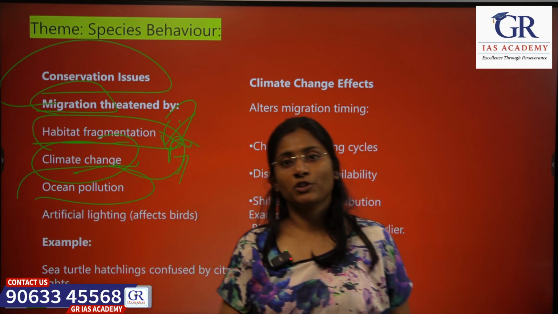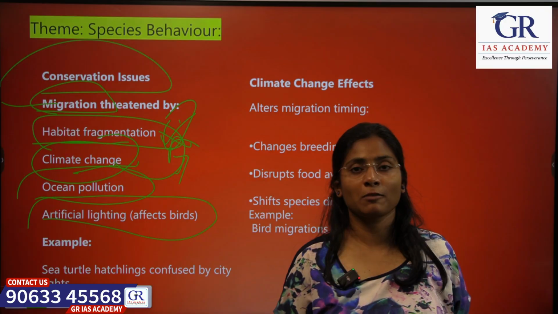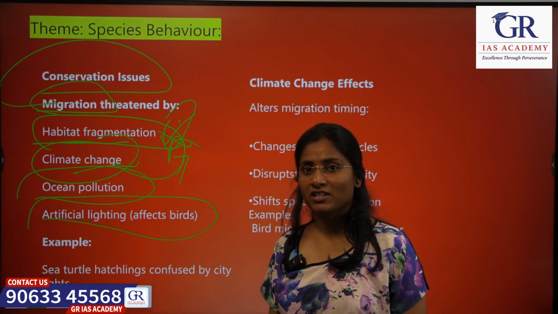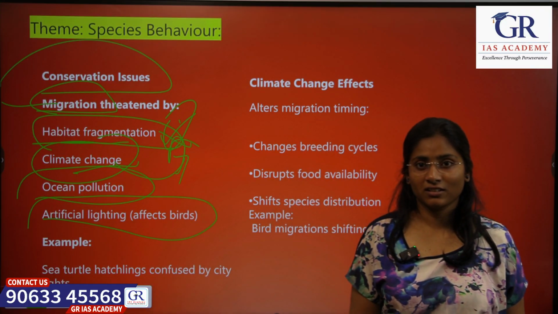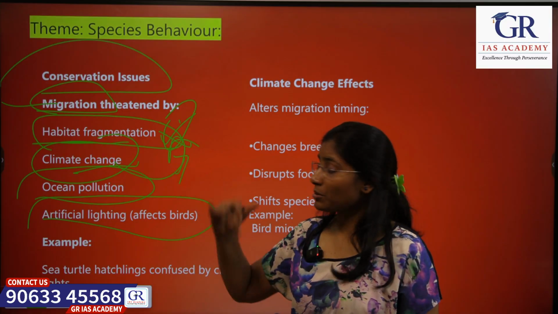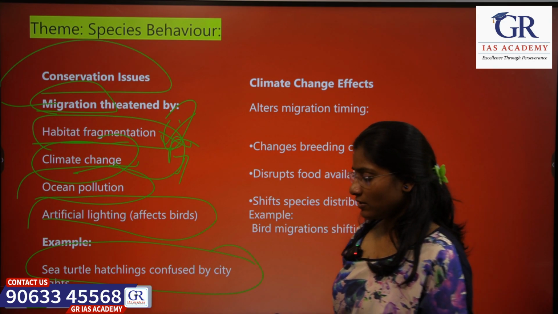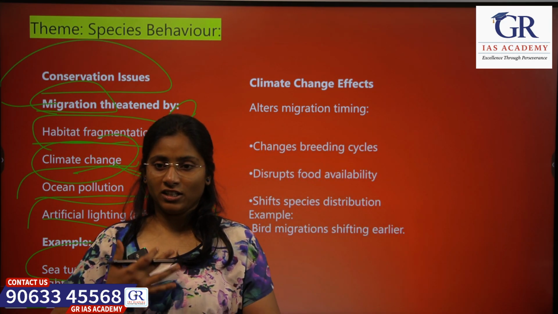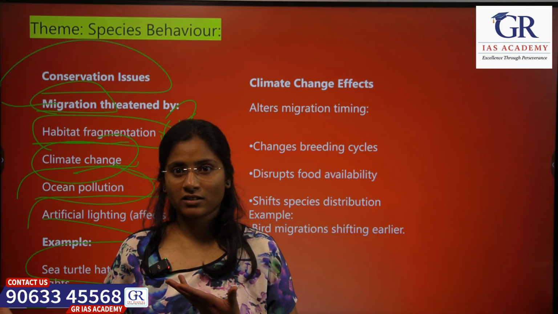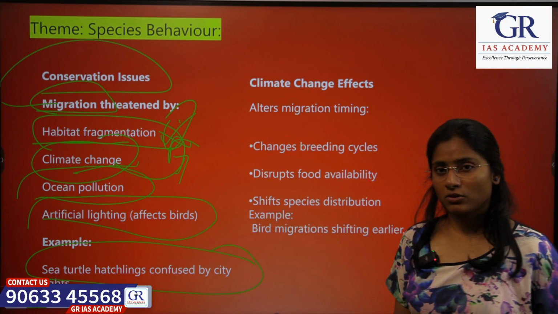Pollution is affecting them very badly, and artificial lighting is affecting birds. We just saw that indigo buntings use celestial navigation. If artificial lighting and pollution are there, how can they identify stars clearly? So it is also affecting them. See, for example, sea turtles. Whenever hatchlings are born, usually they travel towards the ocean. But if artificial lights are there, they get distracted. They think that it is the ocean and go there. So they are confused. That is one reason.